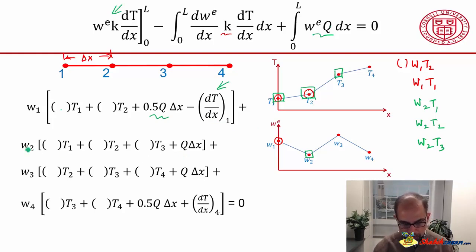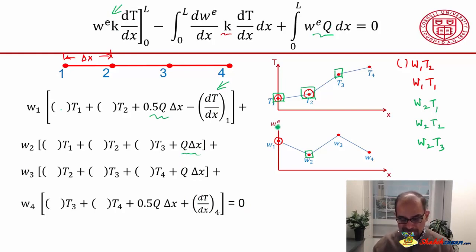And similarly for W2. At W2 you will get terms where it's multiplying T1, T2, T3 as we talked about. And then you will get a term from there, from the heat generation term, which is called a source term. But you won't get anything from this one. This gradient term at the boundaries will affect only the nodes at the boundaries. Since 2 is not at the boundaries, you don't get that term here. And similarly for W3 and W4, that's equal to 0.